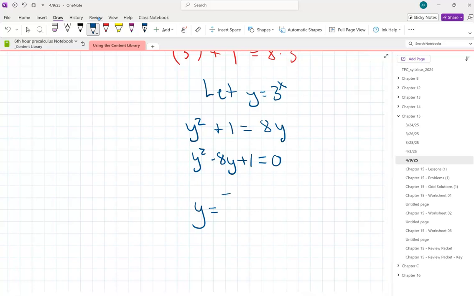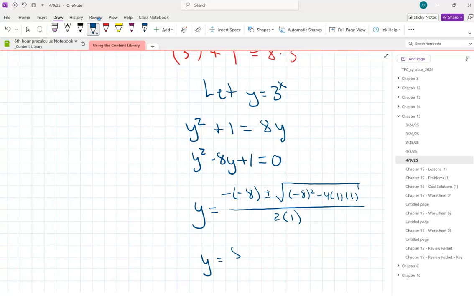So the quadratic formula: negative b plus or minus the square root of b squared minus 4ac, all over 2a. So when I do that, I have 8 plus or minus the square root of negative 8 squared, which is 64, minus 4 times 1 times 1, which is 4. 64 minus 4 is 60. So I have square root 60 over 2. But guys, we're not done.